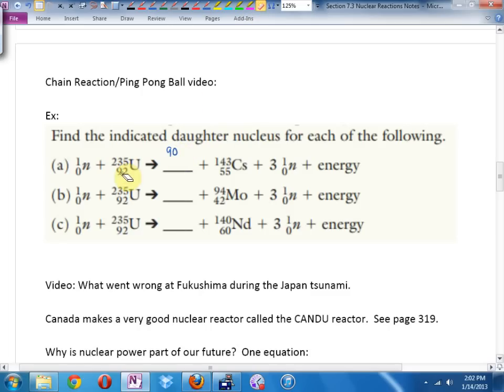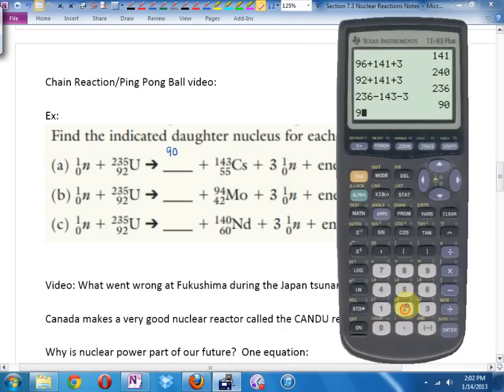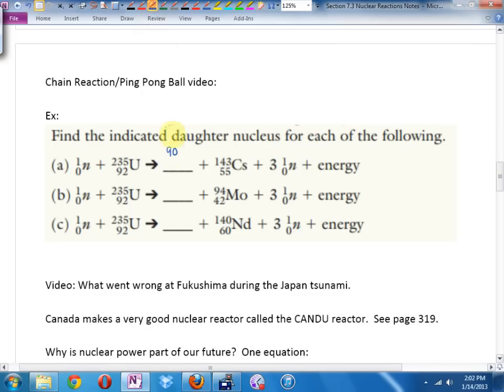How many protons, what charge did we start out with, grand total? What's the total charge, 92 plus zero in your head? What must my charge be afterwards? Still 92. How much do I have there? Zero. You know what then? I need to go 92 minus 55. I have 37 protons left over. And the number of protons tells me what element we are. What is element number 37?